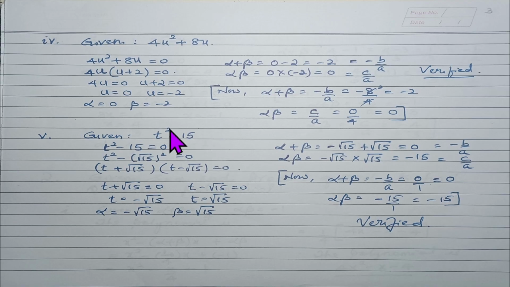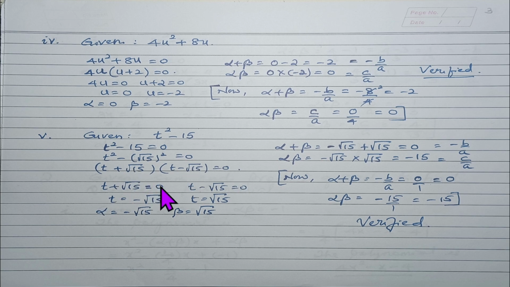The next example is t square minus 15. I have to equate it to 0 to find out the zeros of the given quadratic polynomial. Now I can use the identity a square minus b square, that is a plus b into a minus b. Applying that, we have t square minus root of 15 whole square, that is t plus root 15 into t minus root 15 equal to 0.